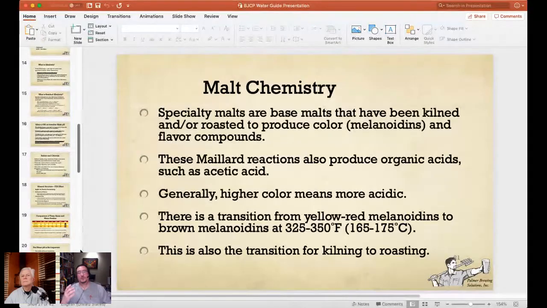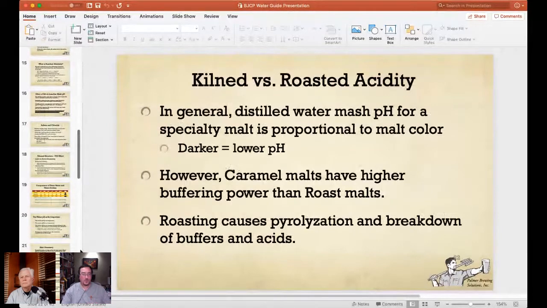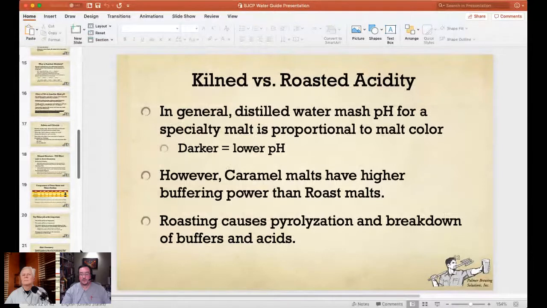If you look at kilned malt acidity versus roasted malt acidity, I know we have said that darker is generally lower pH. However, your highest colored caramel malts have a higher acidity and buffering power than your roast malts, because the roasting process pyrolyzes and breaks down some of the buffers and acids that are in those caramel malts. To put it another way, the grain bill for an imperial red ale would have higher acidity than the grain bill for an imperial Russian stout. Something to think about there.